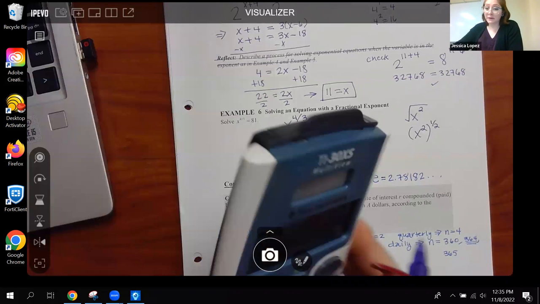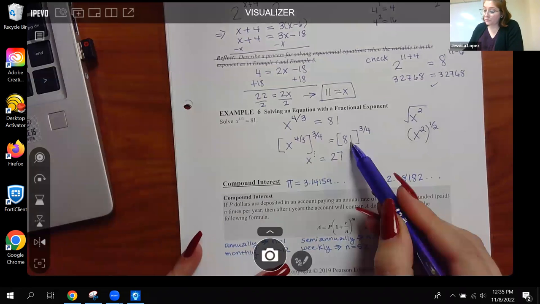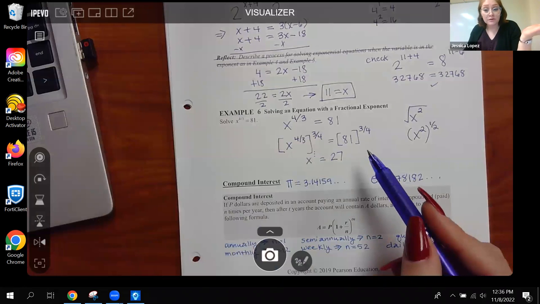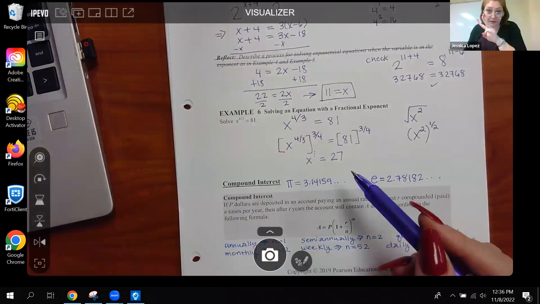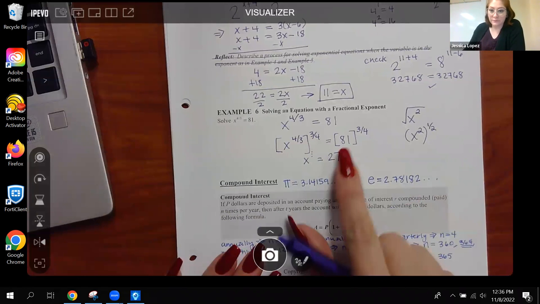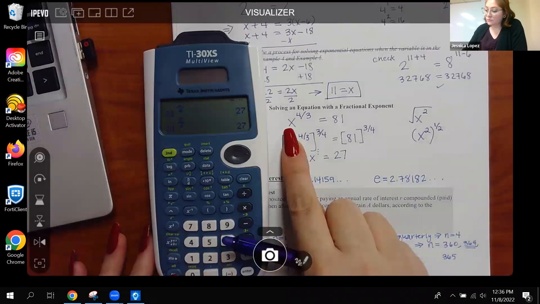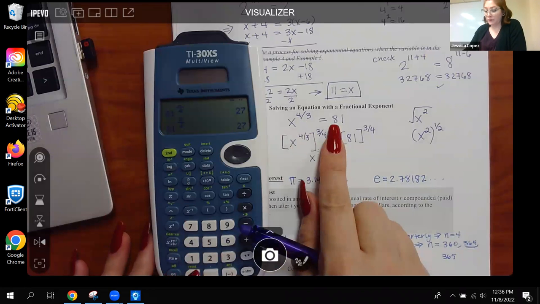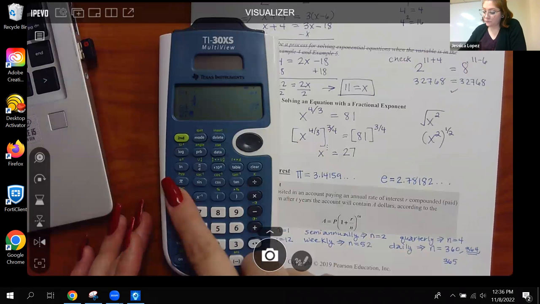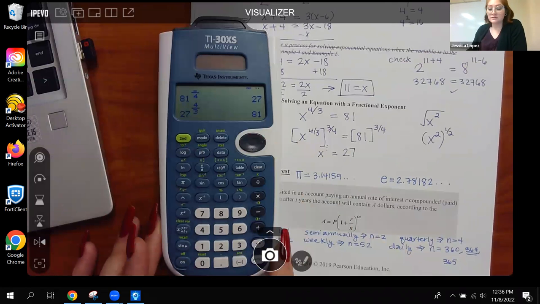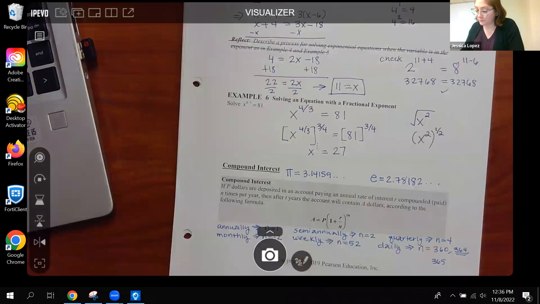If you're wondering how I did that in my head, it's literally the 4th root of 81 cubed. And remember I told you earlier that 81 is 3 to the power 4. So the 4th root of 3 to the power 4 is 3. And then 3 cubed is 27. So that's how I did it in my head. You're not expected to do that in your head. You can just use the calculator, okay? And then if you wanted to check it, you would check it, right? Is 27 raised to the 4/3 equal to 81? So 27 raised to the 4/3, press enter and see if that's 81. And it is. So 27 is our answer.